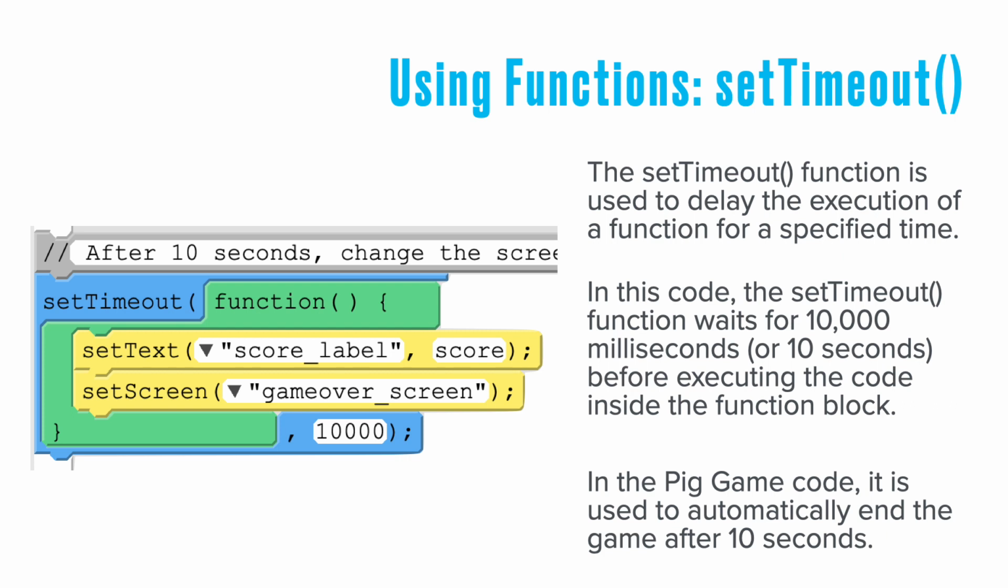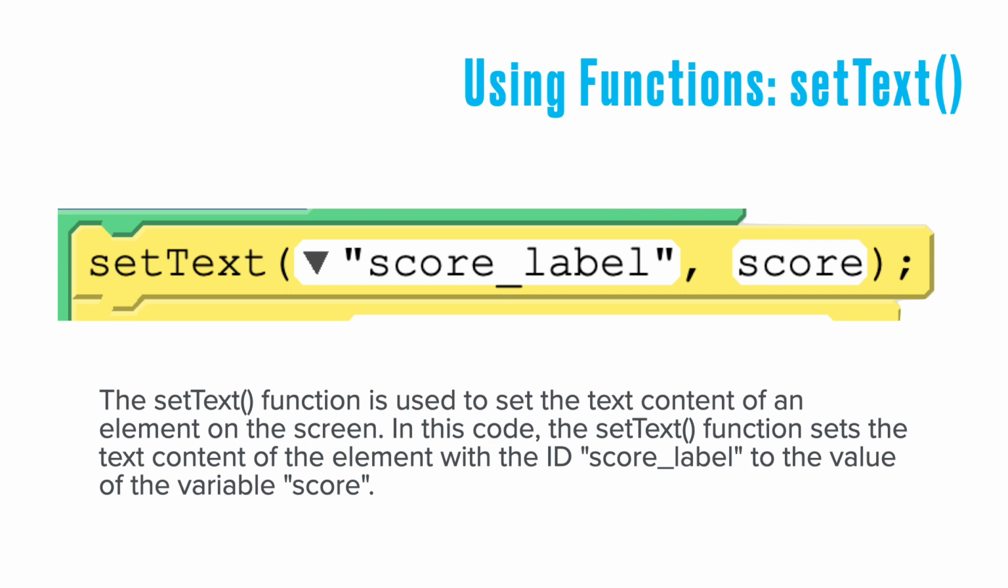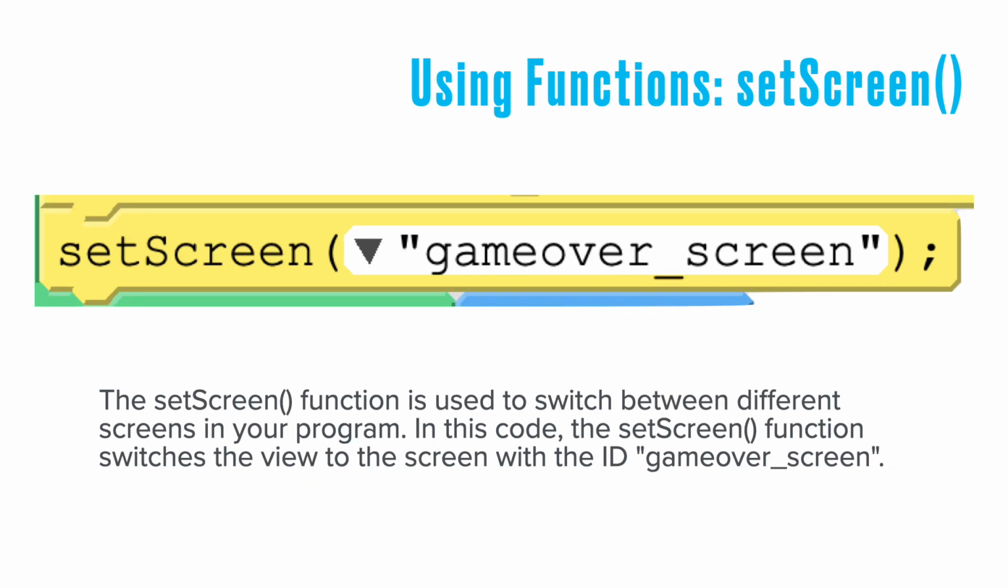So here we have the setText to the end game screen, and set the score label to be whatever the score equals, but it will not do that until 10 seconds, and that's the length of the game. The setText function allows us to set the content of a text box or label, so an element on the screen. In our code we use it to update the score label. This is on the game over screen and it'll show you how your score went.